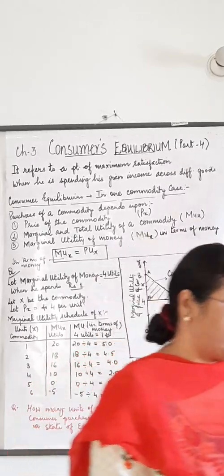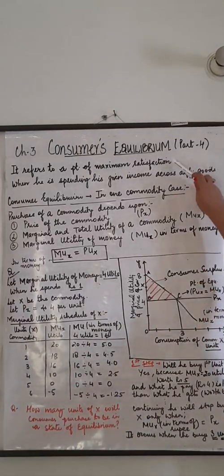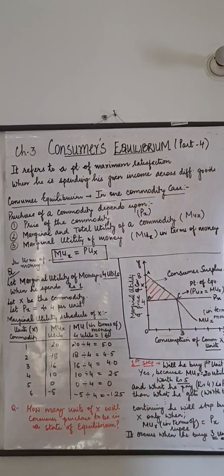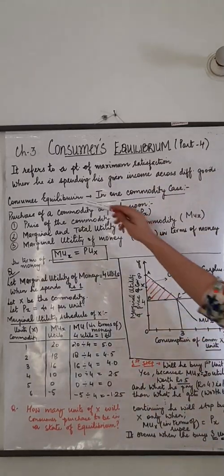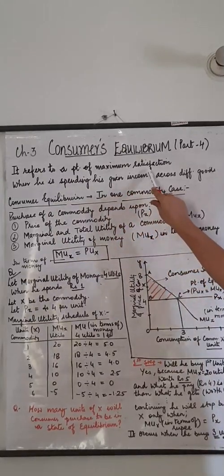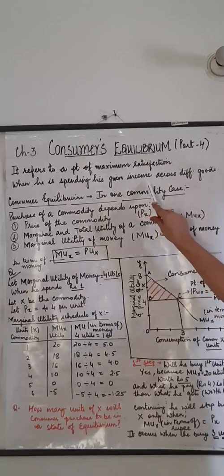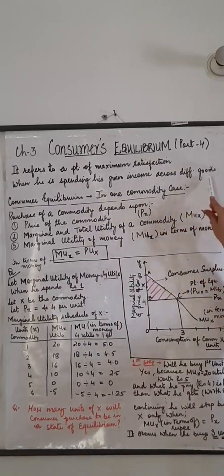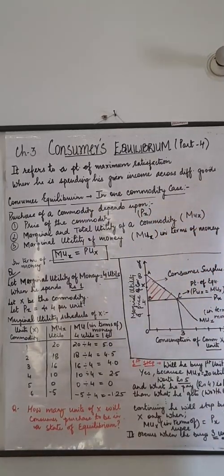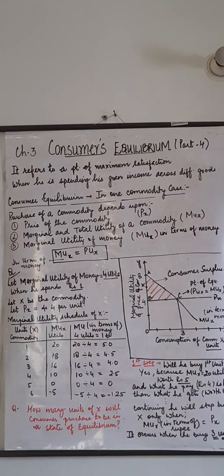Now, students, what is consumer equilibrium? It refers to a point of maximum satisfaction when he is spending his given income across different goods. This is the definition of consumer equilibrium. Now I relate it in layman terms.